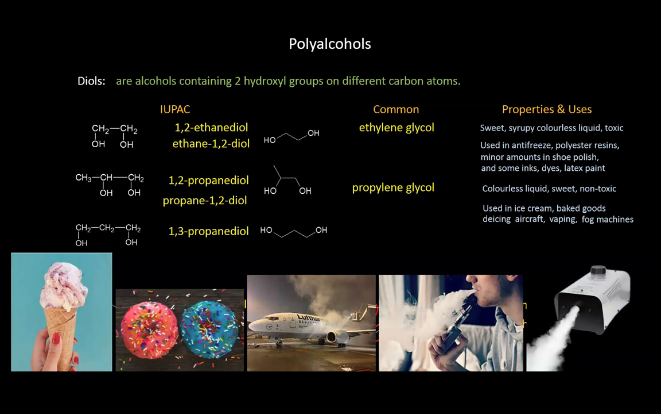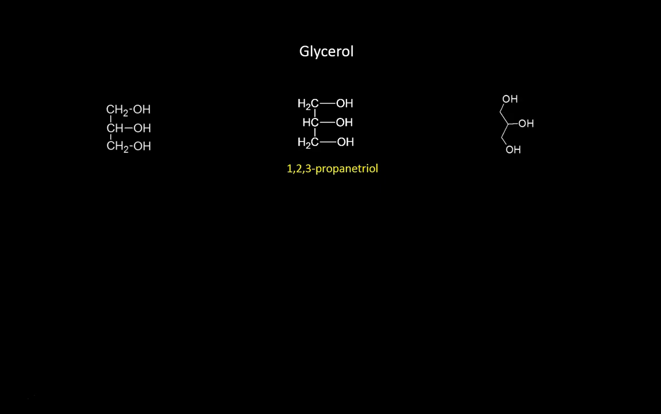One final polyalcohol I want to acquaint you with is glycerol. This is its common name. It consists of a propane base and 3 hydroxyl groups. Here's another way of showing it. The hydrogens are on the left for clarity. The name is 1,2,3-propane triol. Here is a line diagram.